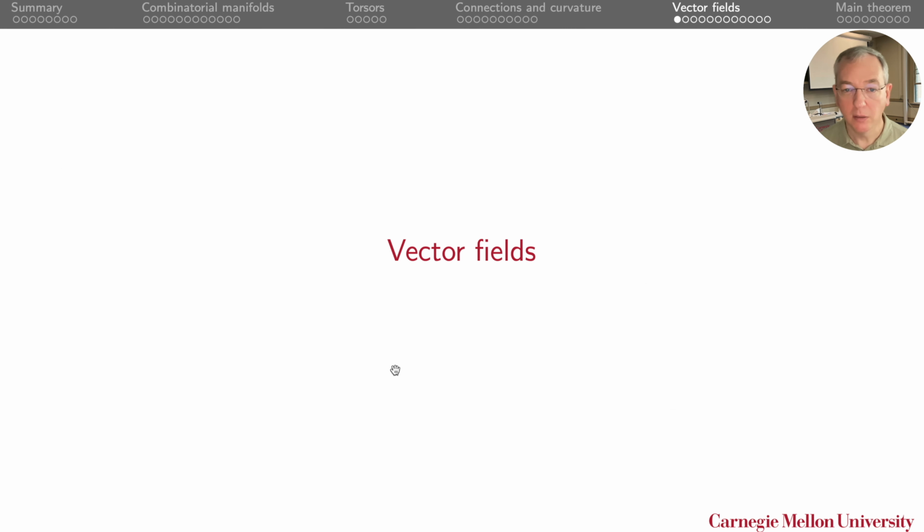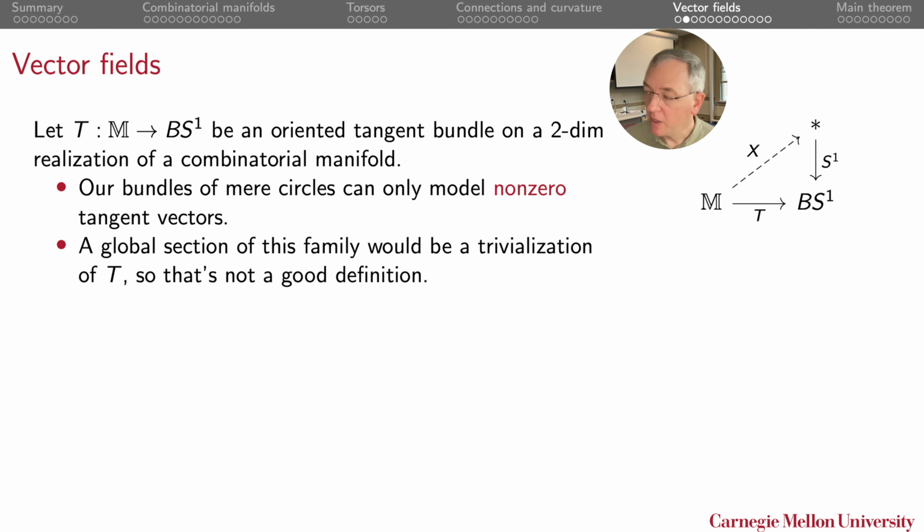Let us now talk about vector fields, the last piece of new construction that we'll need. Okay, so the setup is like we had before. Let's say we have T, an extension of link. So it's very important for vector fields that they're defined on the tangent bundle. So T is an oriented tangent bundle. So now we're declaring that we have that lift from mere circles to S1 torsors on a two-dimensional realization of a combinatorial manifold. So we are not doing vector fields in general dimension here, just two.